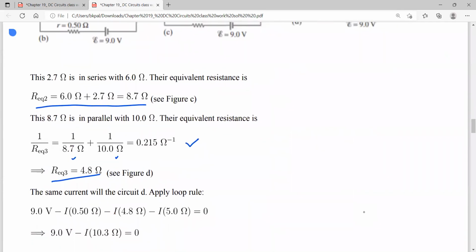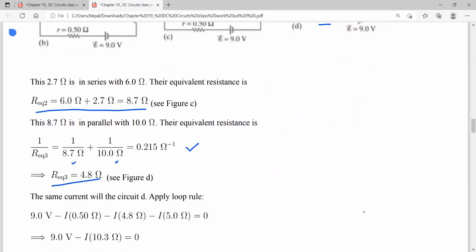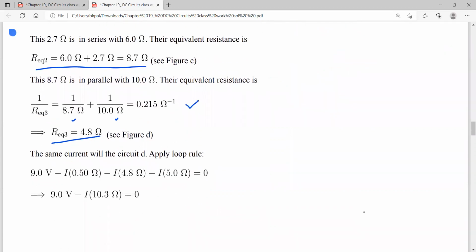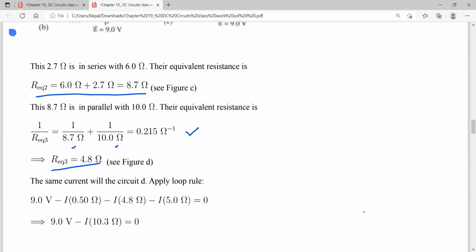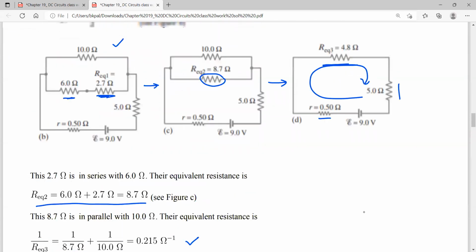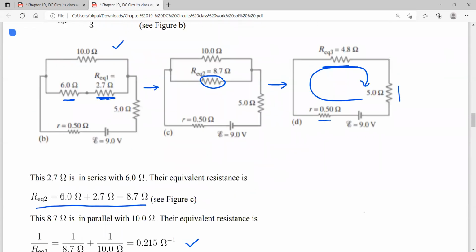Or we can use the loop rule. Here I use the loop rule, but you can also use Ohm's law. Let me show how I use the loop rule, because I use it to solve this one. But as I told you, you are free to use any method.